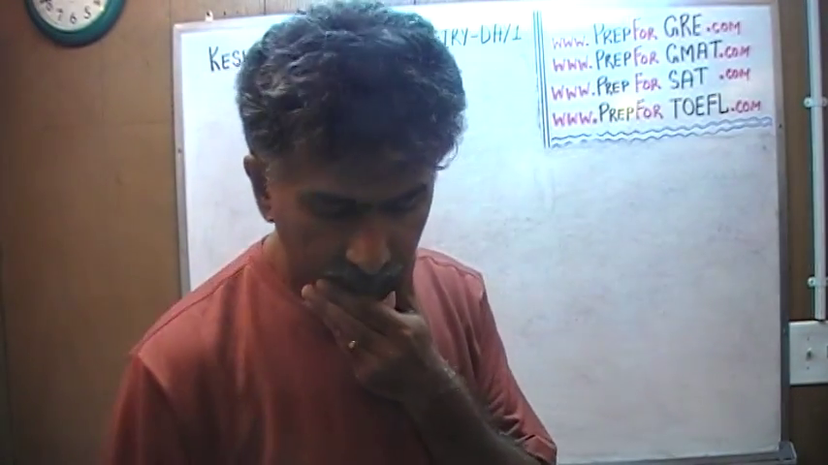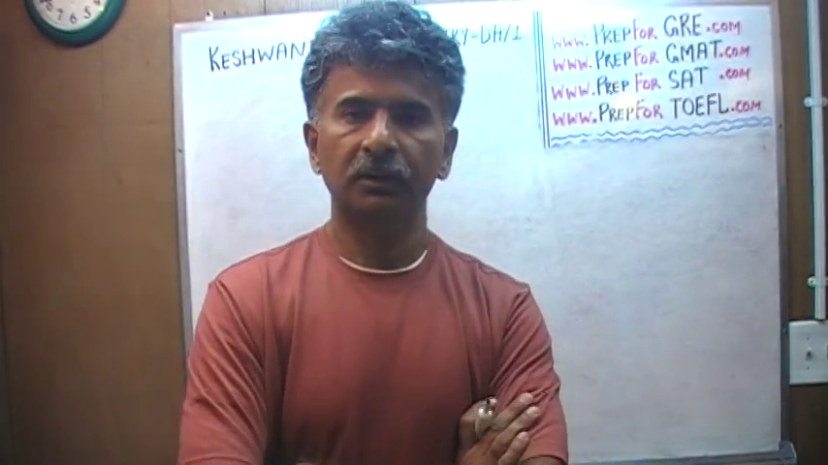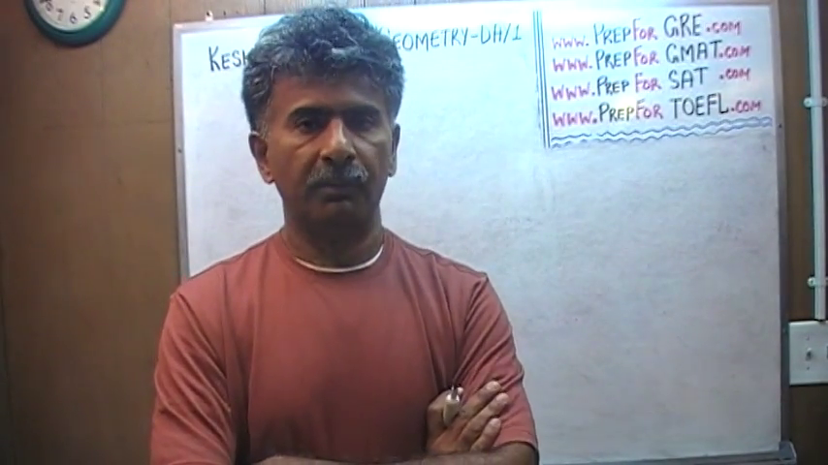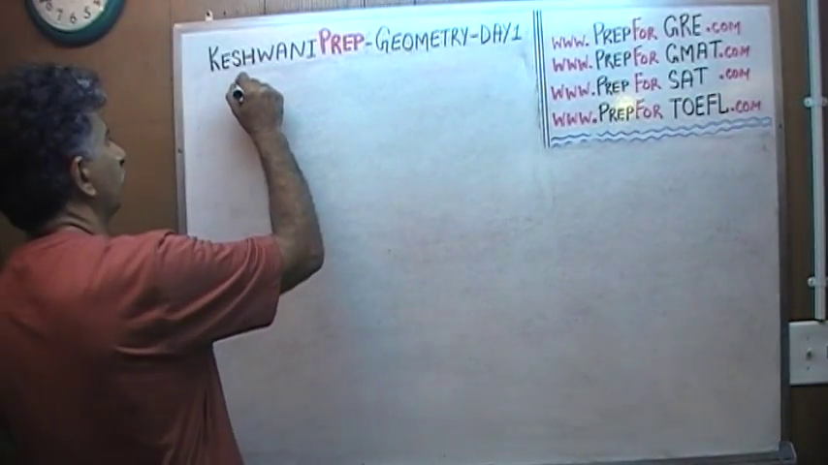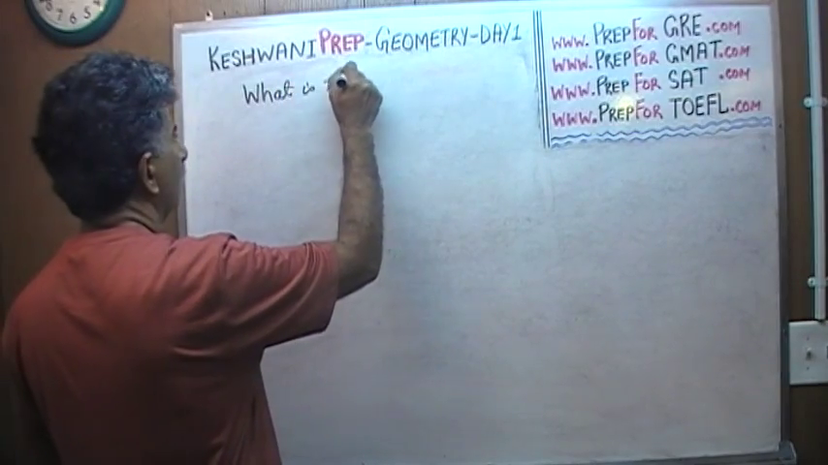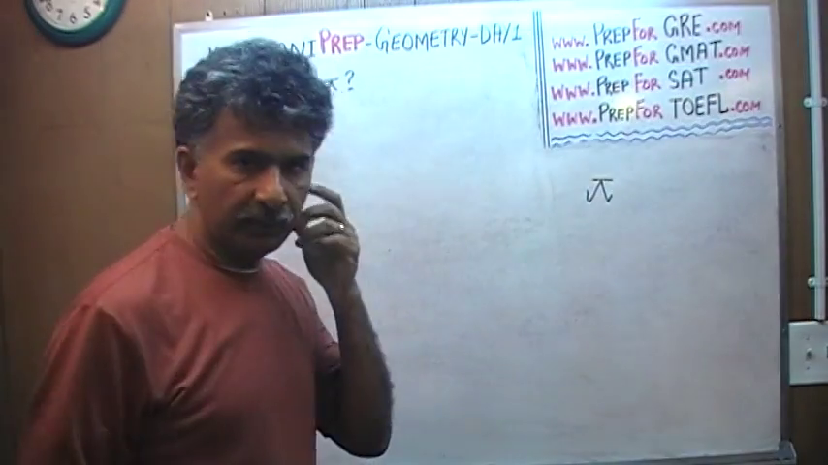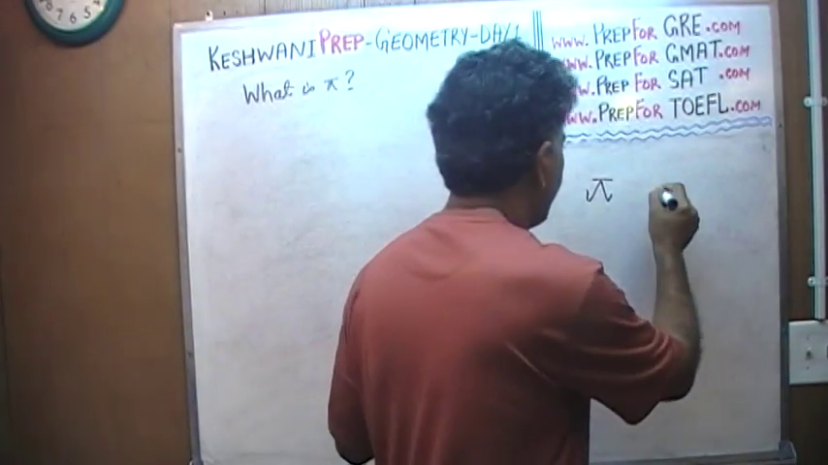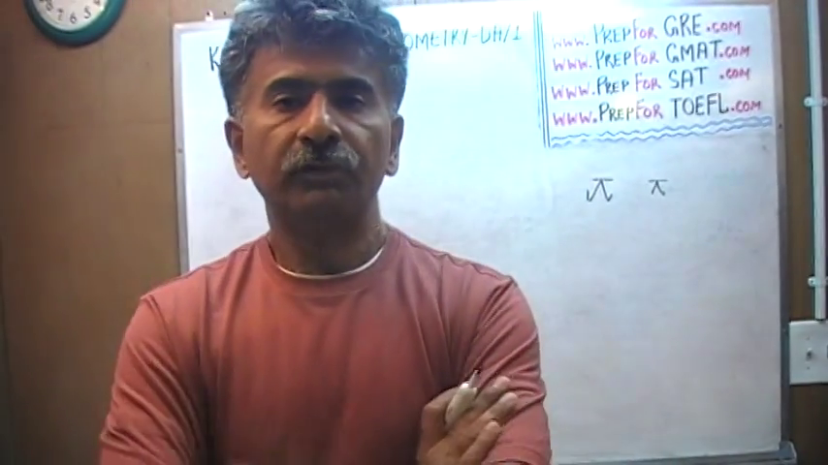I'm going to start today with the most fundamental question in geometry, the very basic question, the most important question in geometry, which is understanding this concept. Here's a simple question. What is pi? I know pi is supposed to be written like this, but I write it like this because I'm lazy. The question is, what is pi?